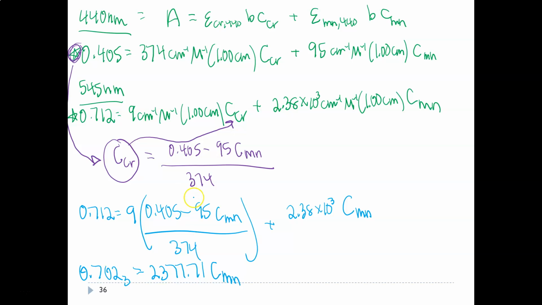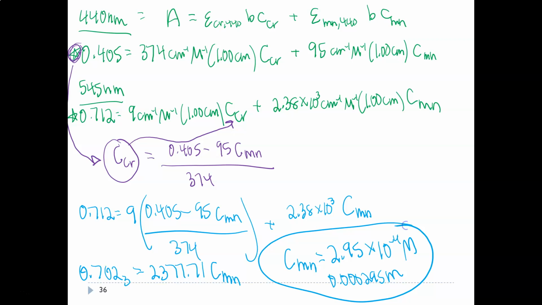This was me doing the algebra and then combining like terms. So I need to divide both sides by, it looks like, 2,377.71. So I got the concentration of manganese to be equal to 2.95 times 10 to the negative fourth molarity, or we could write 0.000295 molarity. That gives me the concentration of manganese.